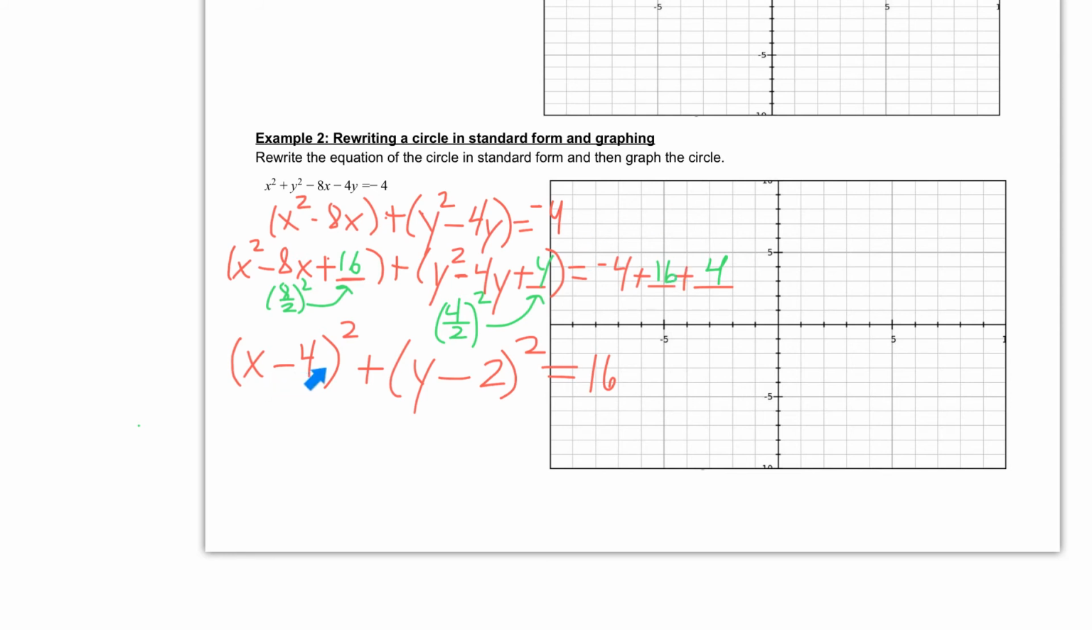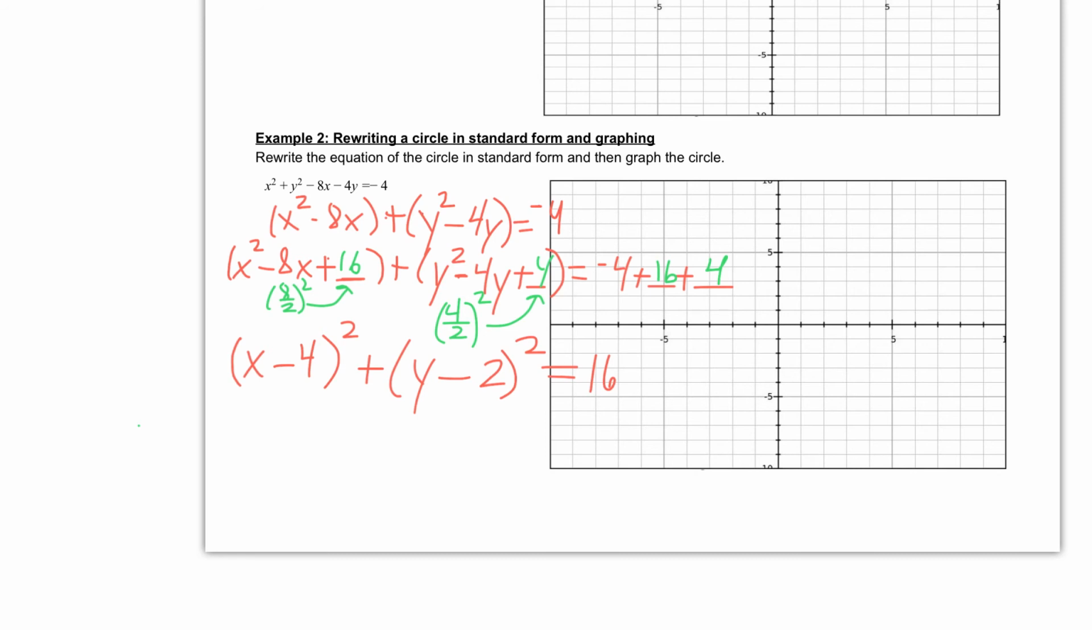Another way that you can find this number inside here, instead of thinking about taking the first sign and taking the square root of this number, you can also think about just taking this middle number and dividing it by 2. So negative 8 divided by 2 is negative 4. Negative 4 divided by 2 gives me negative 2.